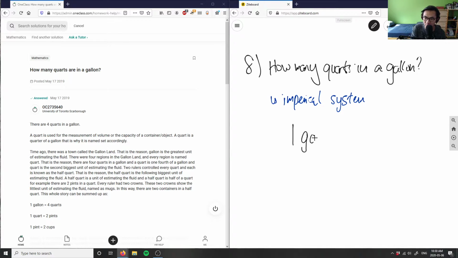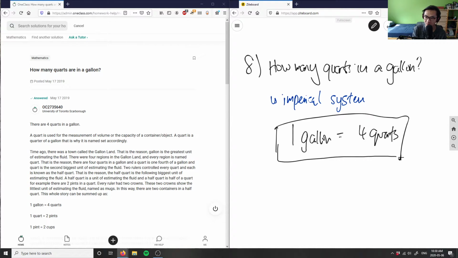You can say that we know that 1 gallon by common knowledge equals 4 quarts, and then I'll also write the other units where 1 quart equals 2 pints, 1 pint equals 2 cups. But the question is asking how many quarts in a gallon, right? So this first statement will give us our answer, right? 1 gallon here equals 4 quarts. So therefore, there are 4 quarts in a gallon, right?